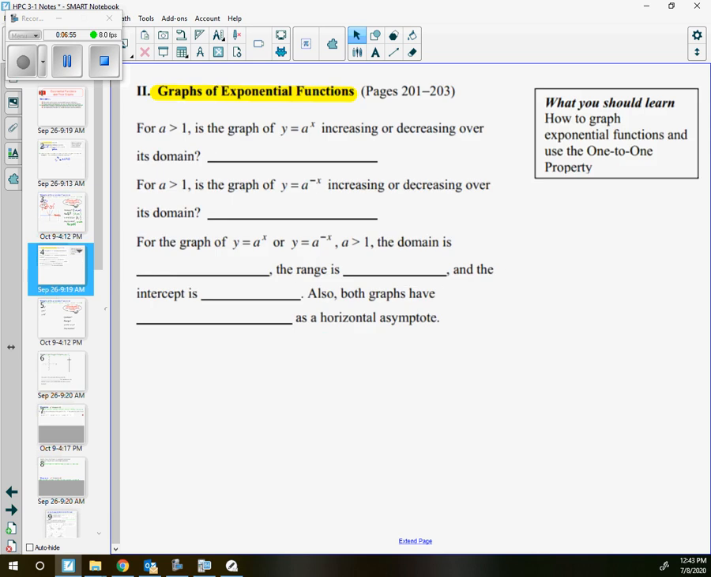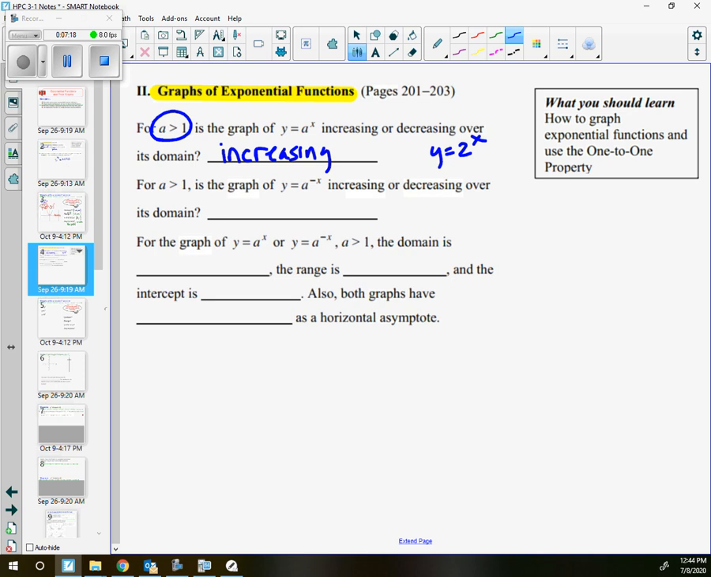Now let's talk about some of the things then that we noticed about those graphs, just to kind of pull this together. For the a value greater than 1, so that's our blue graph that we did, like the 2 to the x, is it increasing or decreasing over its domain? Pause and see if you can fill it in based off our picture. So that one was definitely increasing, right? That was like the 2 to the x example. So like y equals 2 to the x is a great example for that.